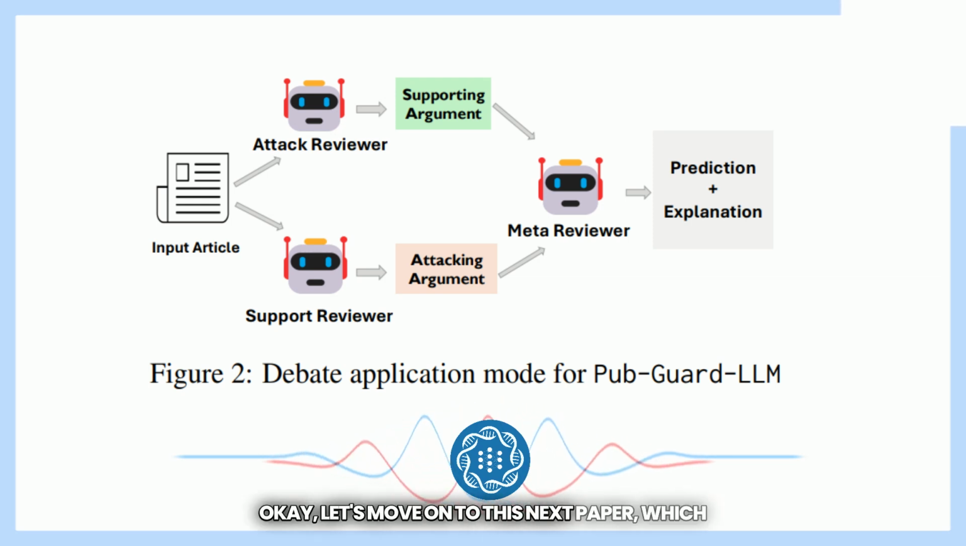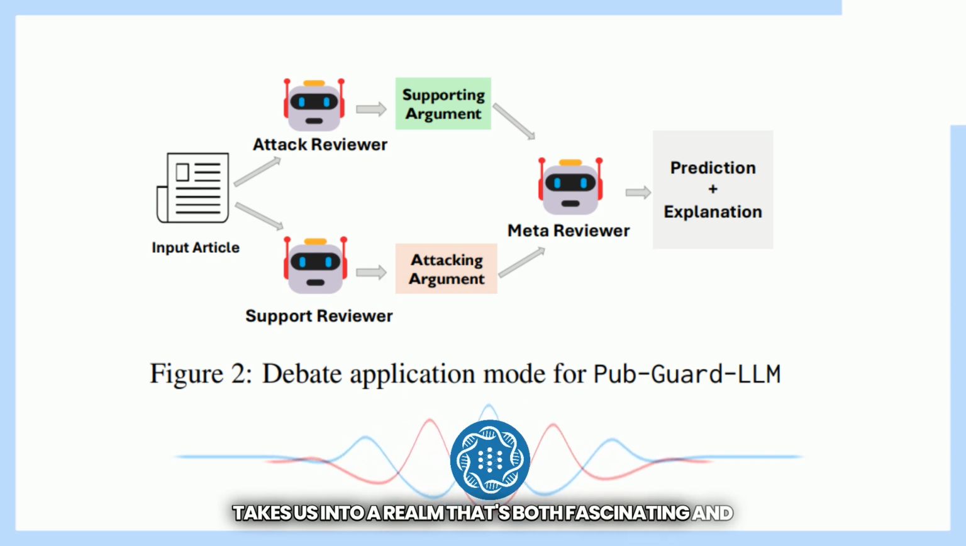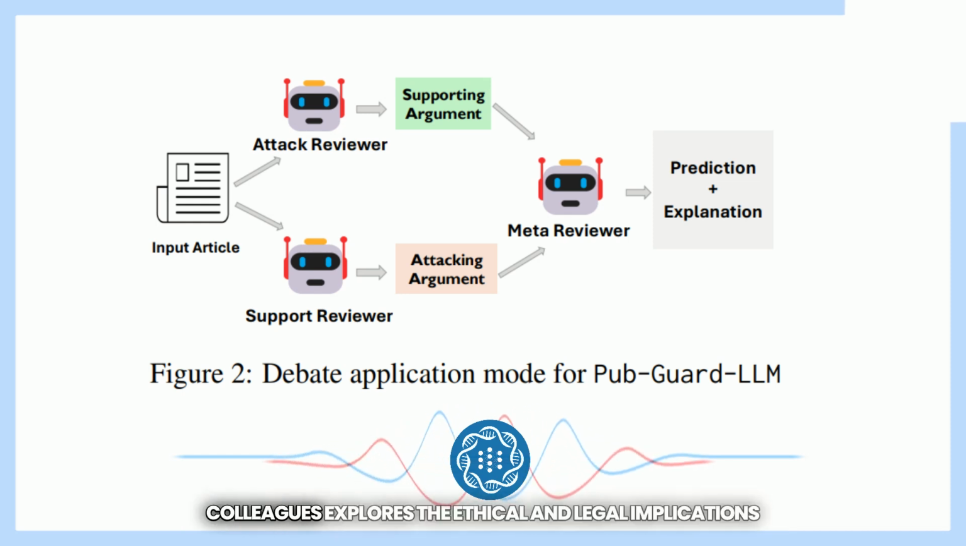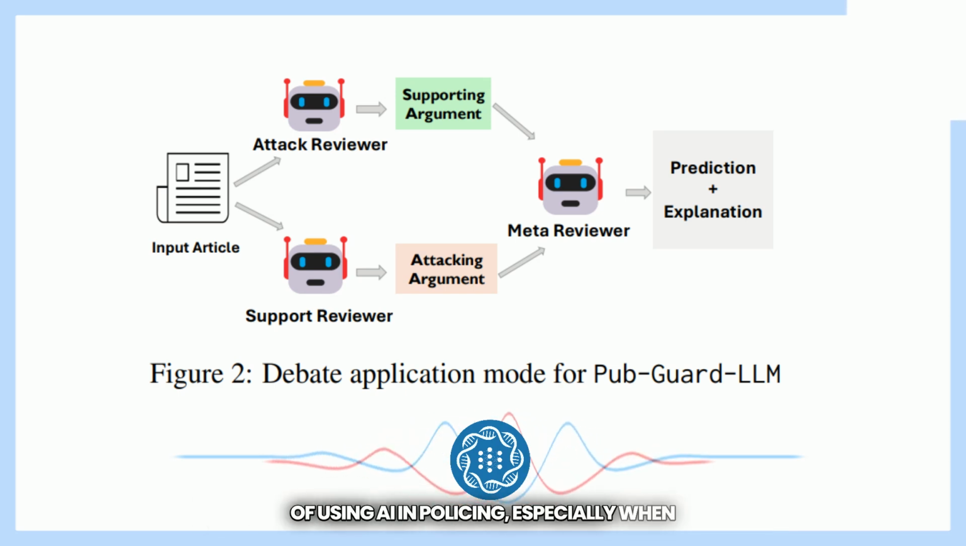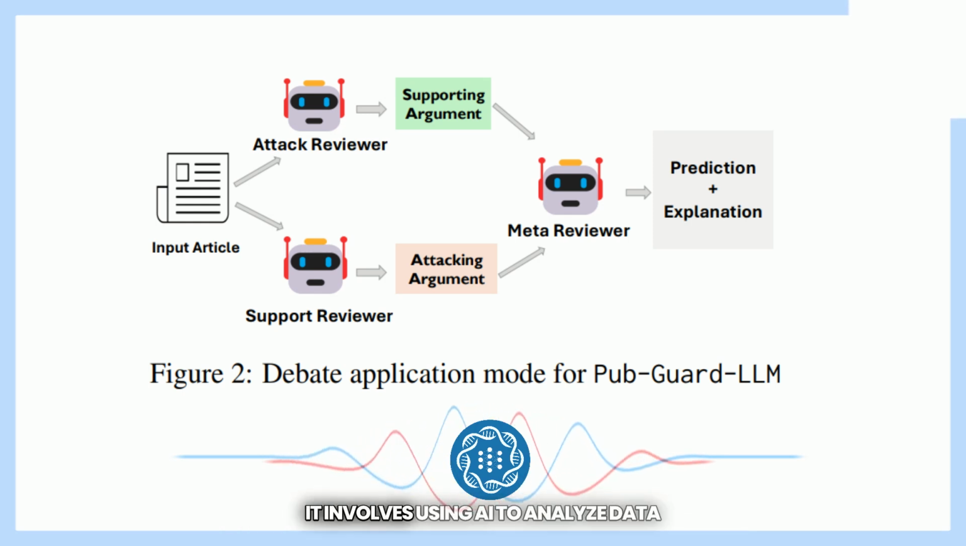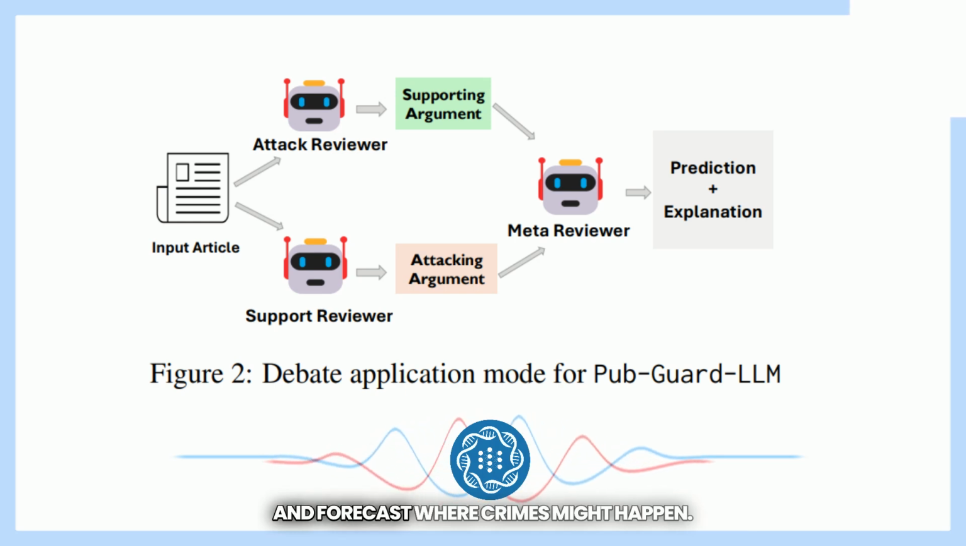Okay, let's move on to this next paper, which takes us into a realm that's both fascinating and potentially concerning: the use of AI in law enforcement. This research by Andrew Ferguson and his colleagues explores the ethical and legal implications of using AI in policing, especially when it comes to something called predictive policing. Predictive policing is a bit controversial because it involves using AI to analyze data and forecast where crimes might happen.